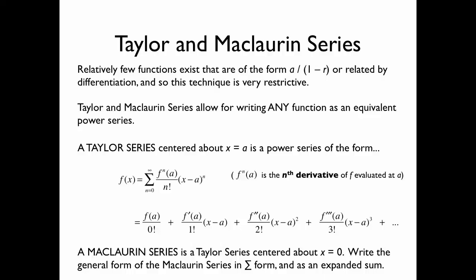So now I want you to write the general form of the Maclaurin series in summation form, and then write out the terms. You want to write it totally simplified, right? Everything as simplified as it can be. So write out the Maclaurin series in the summation form and in the expanded form.